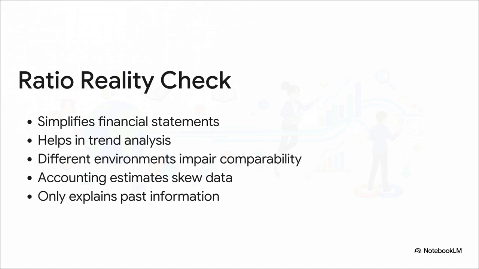Entities operating in different geographical or regulatory environments, that can severely impair fair comparability. Plus, accounting standards often allow for different policies, which means human estimates and assumptions can heavily skew the data. But honestly, perhaps the biggest limitation of all is this. Ratio analysis only explains past relationships. It relies 100% on historical data.